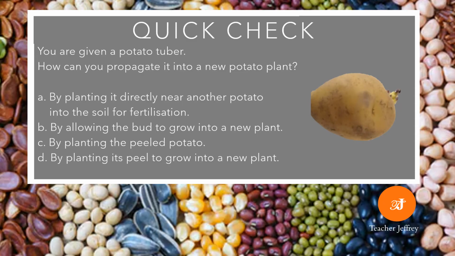Now it's time for our quick check. You are given a potato tuber. How can you propagate it into a new potato plant? A. By planting it directly near another potato into the soil for fertilization. B. By allowing the bud to grow into a new plant. C. By planting the peeled potato. D. By planting its peel to grow into a new plant.